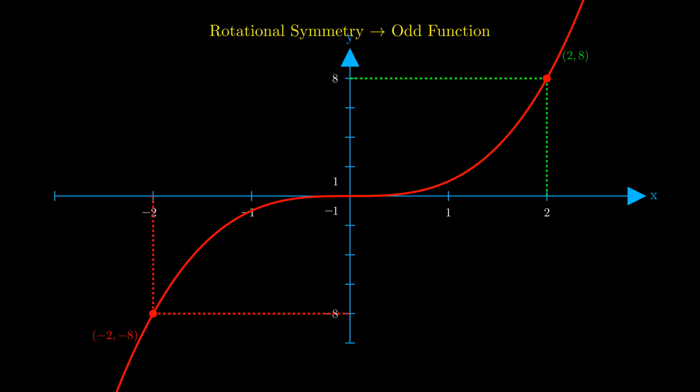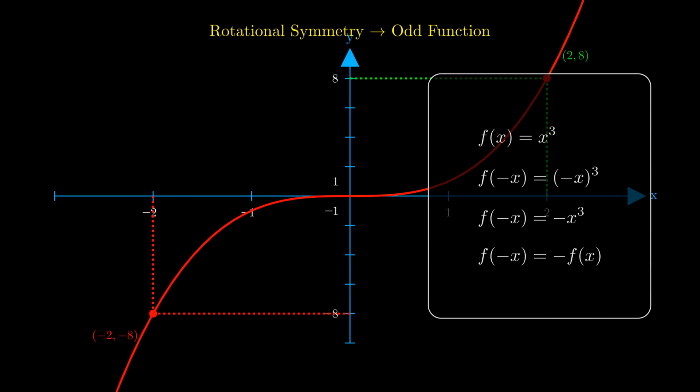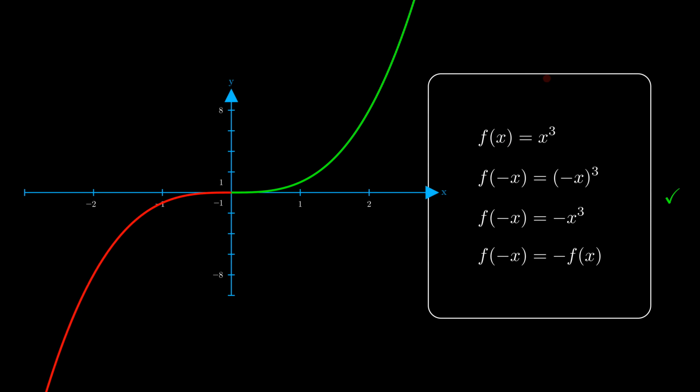Just like before, we'll substitute negative x into the function. So instead of f of x, we write f of negative x equals (negative x) cubed. Now here's a key idea. Raising a negative number to an odd power doesn't cancel the sign. It stays negative. So f of negative x equals negative x cubed.